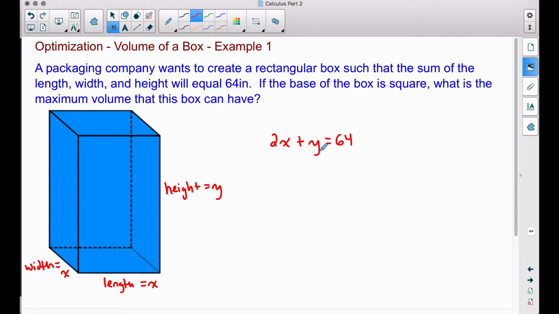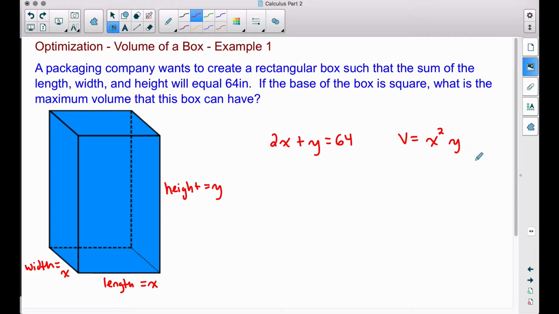We need to form another equation, and the next equation we're going to form is going to be the one we're going to differentiate, and that's going to be volume. The reason why we're going to differentiate that is because we're trying to maximize the volume. The volume of a box is length times width times height. Therefore, if we take the length times the width, that's x times x, that's x squared, times our height, which we've called y. Very similar to the earlier problems we've done with perimeters.